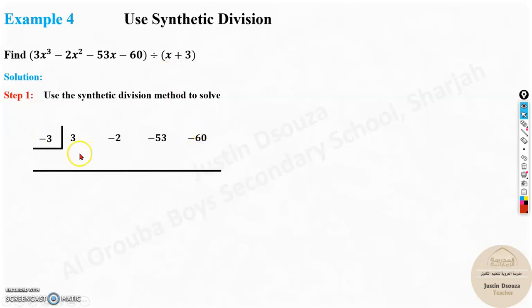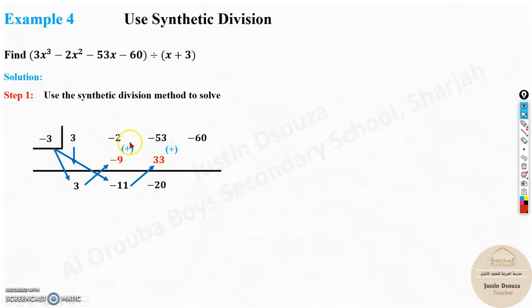Now, first things first, bring this down over here and then multiply it with negative 3. It will be negative 9. So you'll get the answer negative 9. Now add them up and you will have minus 11. Do the same thing. Multiply minus 3 with this, answer over here. Negative times negative becomes positive. 3 times 11 is 33. Add them up. You'll have 20.